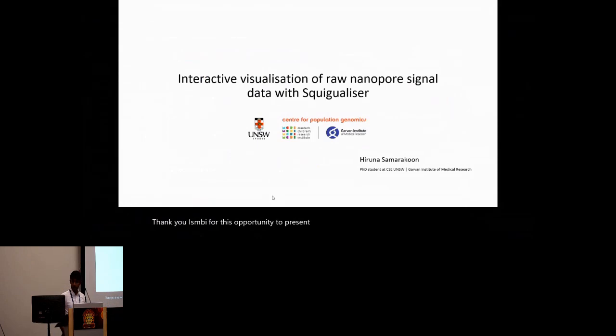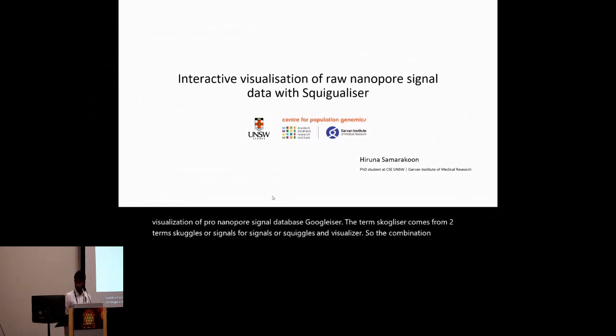So today I'm going to talk about interactive visualization of raw nanopore signal data with Squigualiser. The term Squigualiser comes from two terms, squiggles or signals, and visualizer. So the combination makes it Squigualiser.